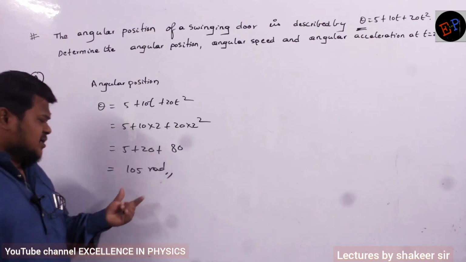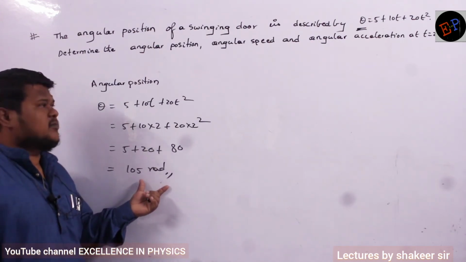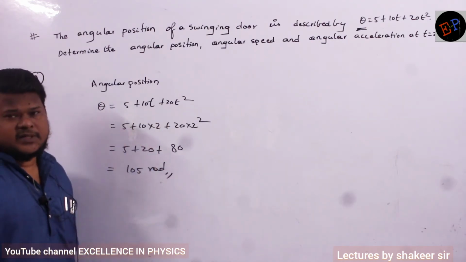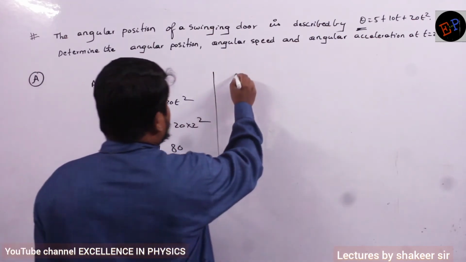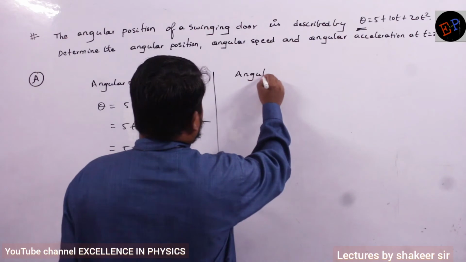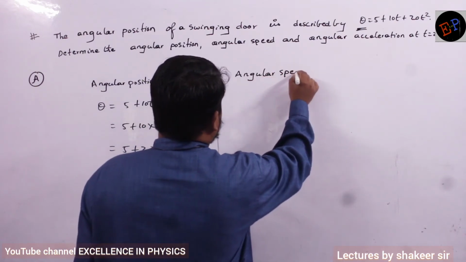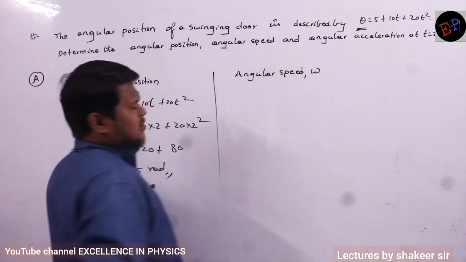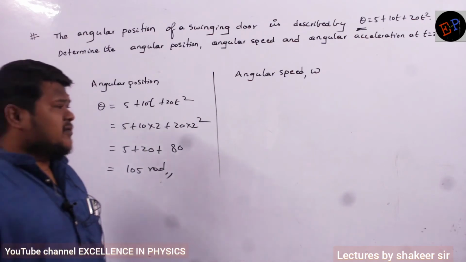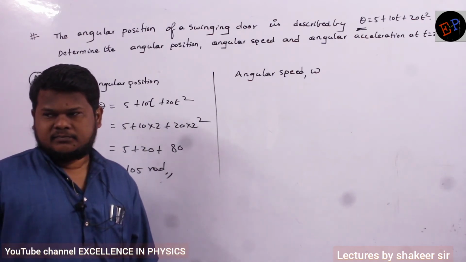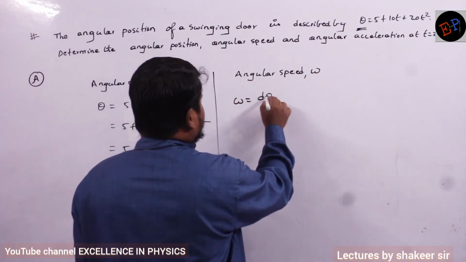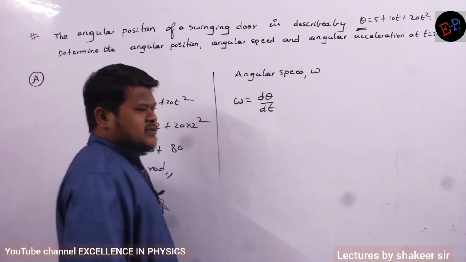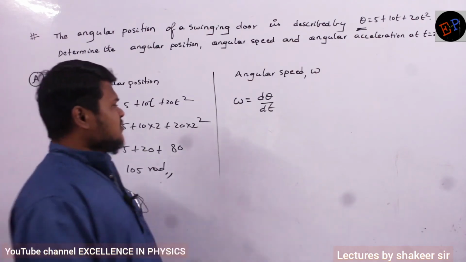So this is the angle covered by this swinging door: 105 radians in a time of 2 seconds. Similarly, next he is asking about angular speed. What is meant by angular speed? Omega. So how can I calculate the omega value? Omega is equal to d theta divided by dt. This is the equation of angular speed. So just differentiate this one.